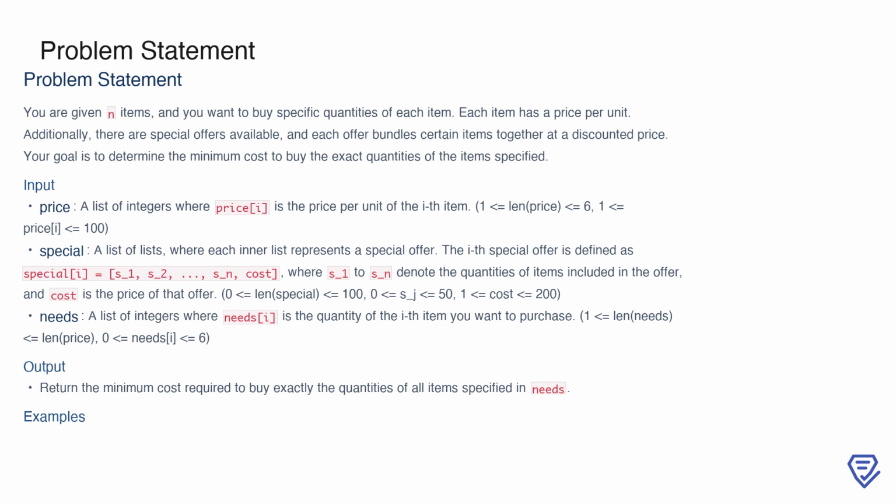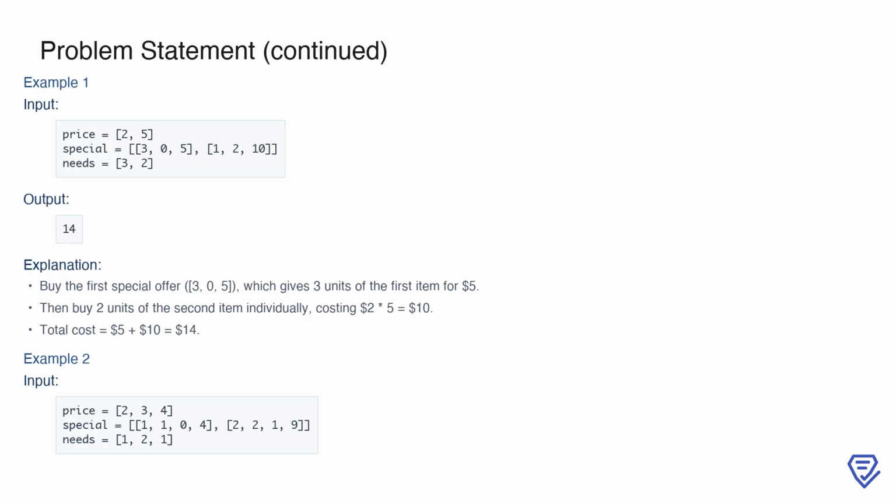Next, there's special, which is a list of discounted bundle offers. Each special offer specifies how many units of each item are included in the bundle and the total cost of the offer. Finally, there's needs, which outlines the exact quantities of each item you need to purchase. The goal is to calculate the minimum cost to satisfy these needs using any combination of individual purchases and special offers. Let's look at the first example to understand how the inputs and outputs work.